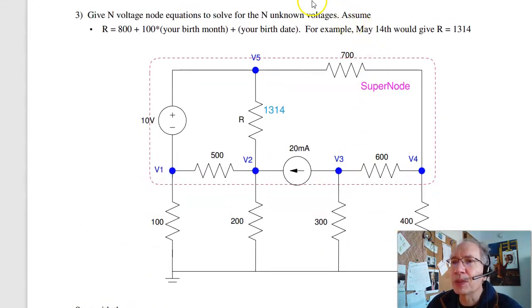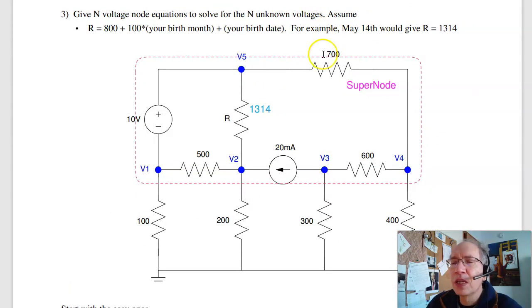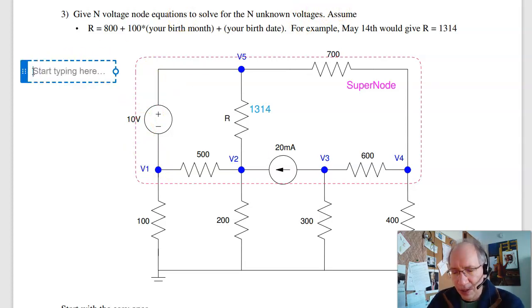Number 2, or number 3. Write the voltage node equations. Now here I've got 5 nodes. I need 5 equations for 5 unknowns. The first one's kind of a gimme. I know that this voltage right here is 10. So my first equation is V5 minus V1 is 10.